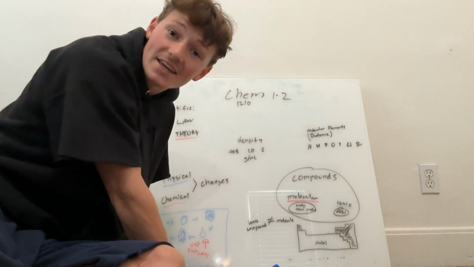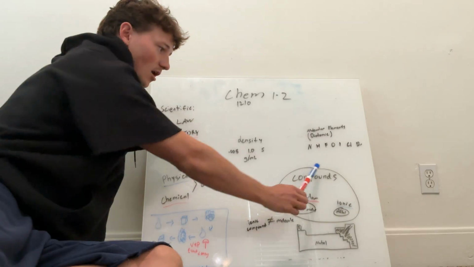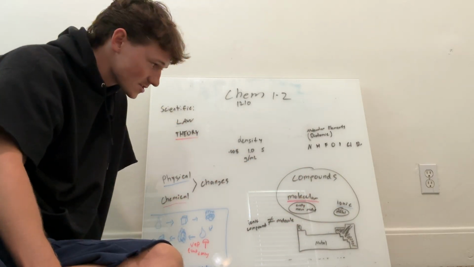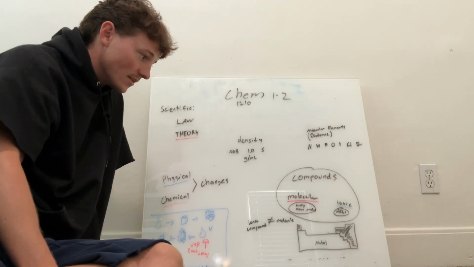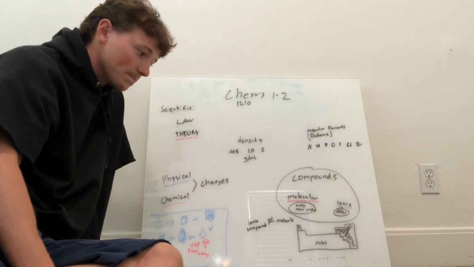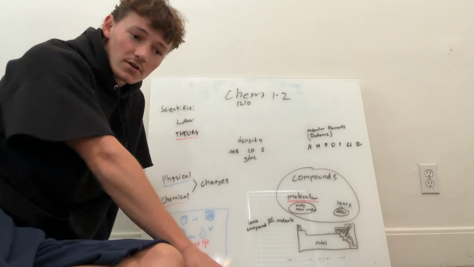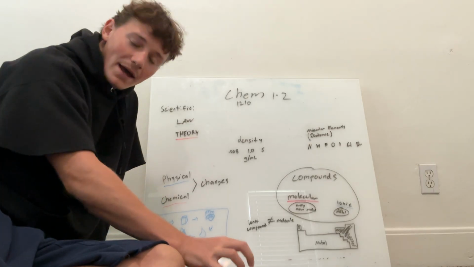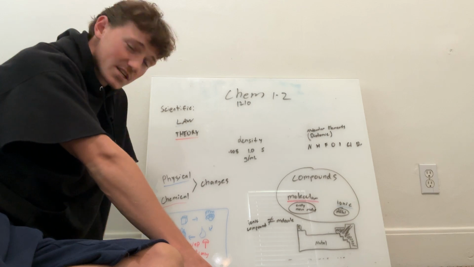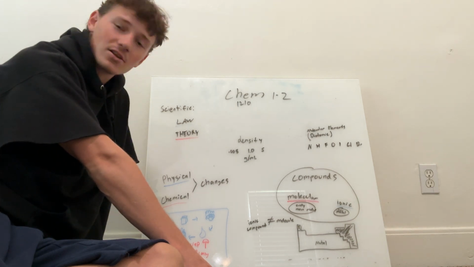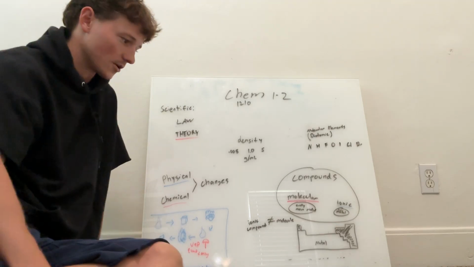What is that? Molecular elements. Actually, we'll talk about compounds first. So compounds are groups of atoms. When the compound has no metals, it's considered a molecular compound or a molecule.